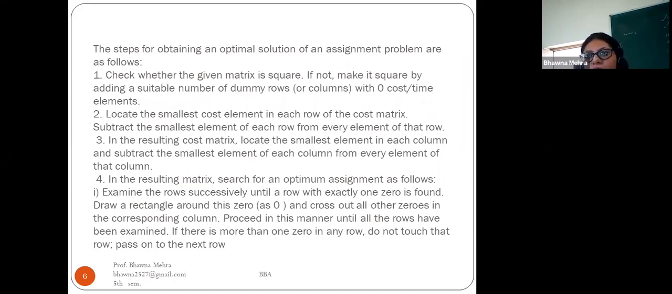After we check that the matrix is square, the next step is to locate the smallest cost element in each row. In the resulting cost matrix, locate the smallest element in each column and subtract the smallest element in each column from every element of that column. After that step, in the third step, we find the smallest element in each column and subtract that smallest element from every element of that column.